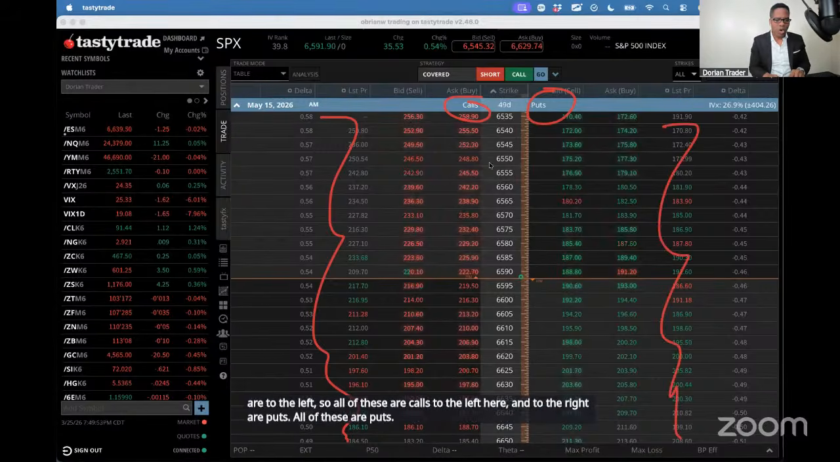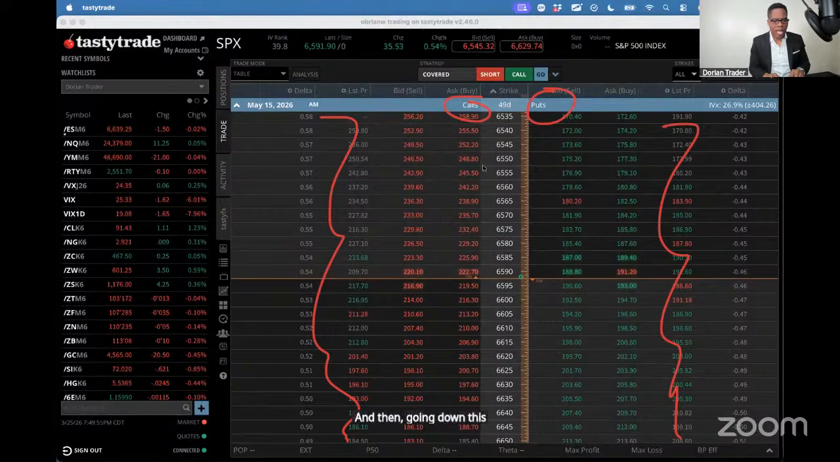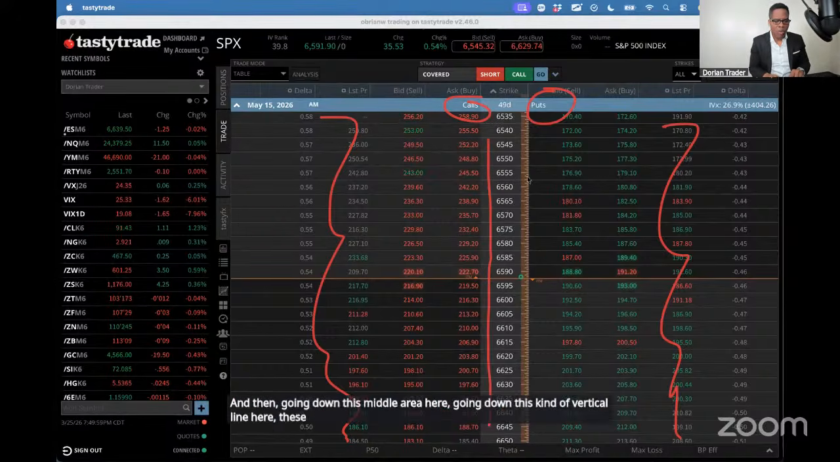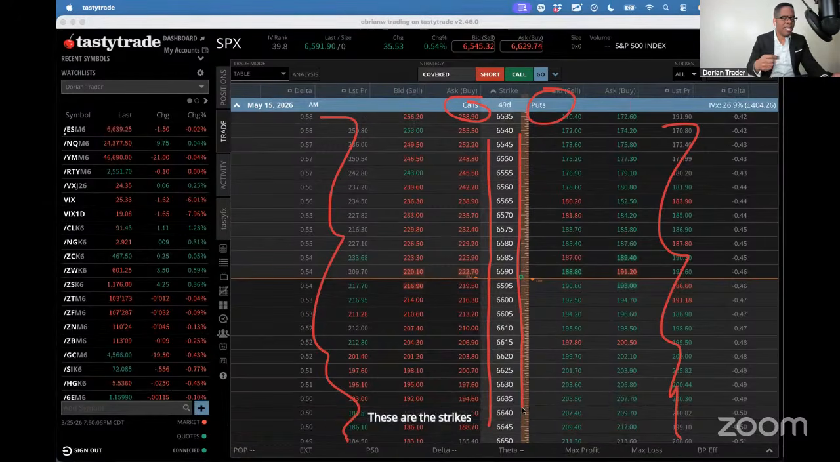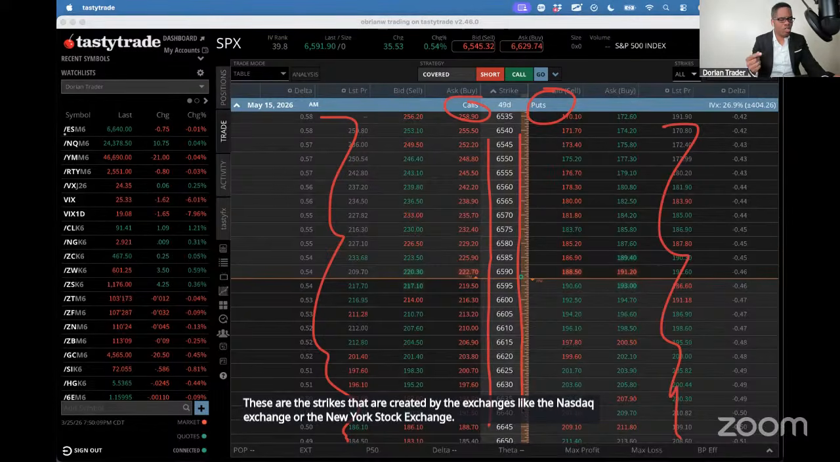And then going down this middle area here, going down this kind of vertical line here, these are what is called the standardized strikes that I mentioned earlier. These are the strikes that are created by the exchanges like the NASDAQ exchange or the New York Stock Exchange. They create these strikes and you can buy and sell at these strikes.